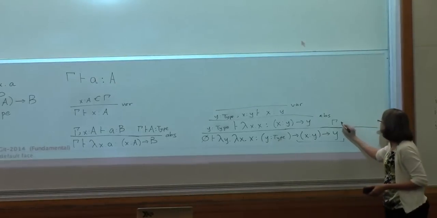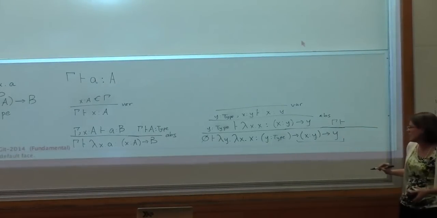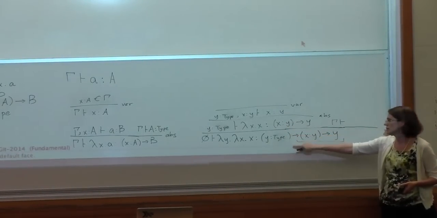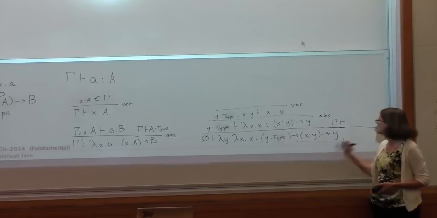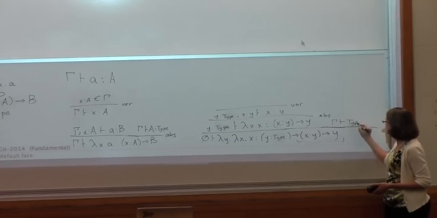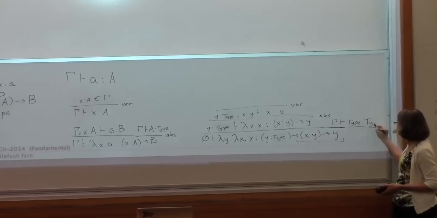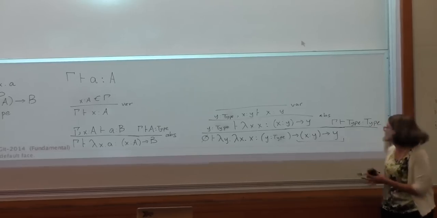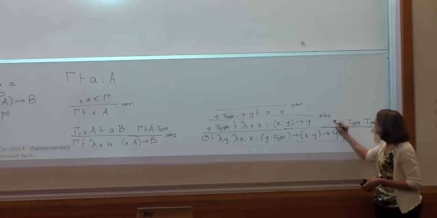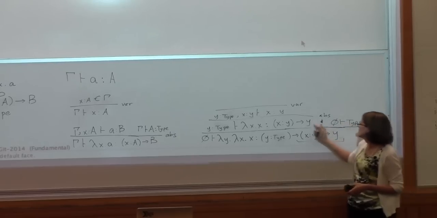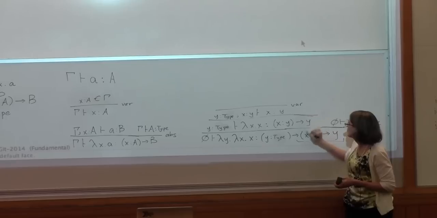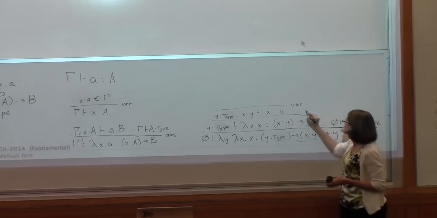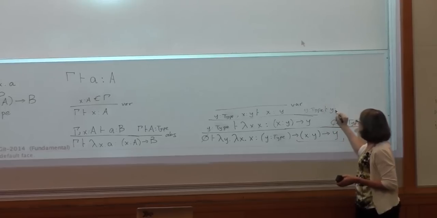What's A in this first step? It's type. So I have to show that type is a type. The context is empty. Oh, and the context is empty, correct. So I have to show that type is a type, and then in this step I have to show, what do I have to show in this step? I have to show A is y. I have to show that y colon type shows that y is a type.